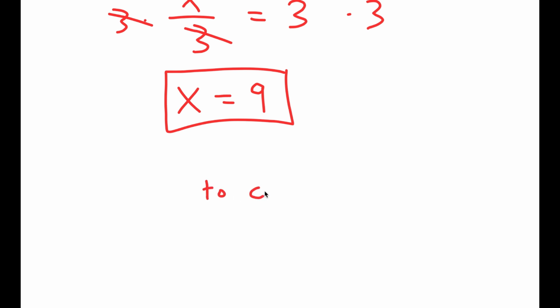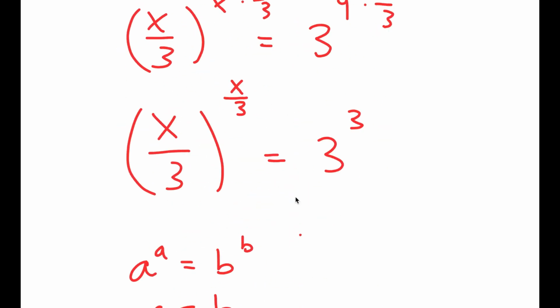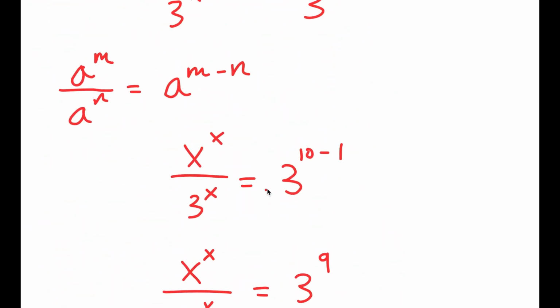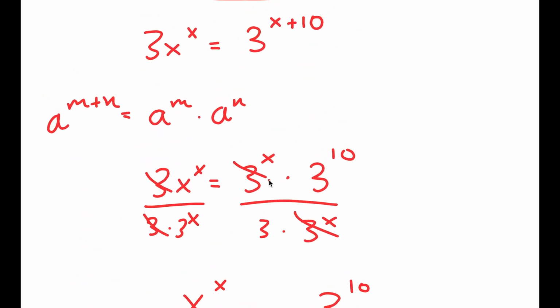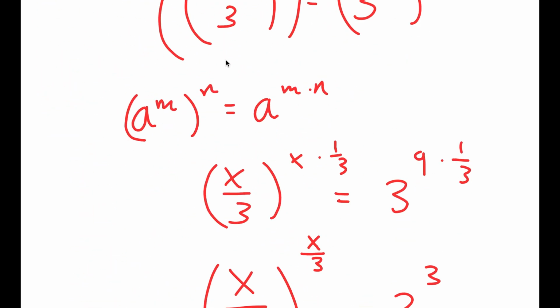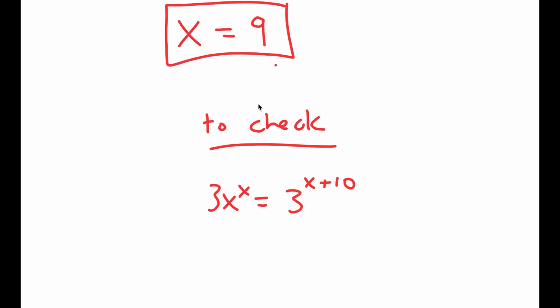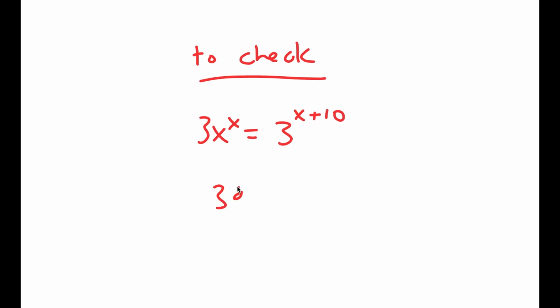So now to check, my original equation is (3^x)^x = 3^(x+10). If I plug in 9, I get (3^9)^9 is equal to 3^(9+10), which is 19.